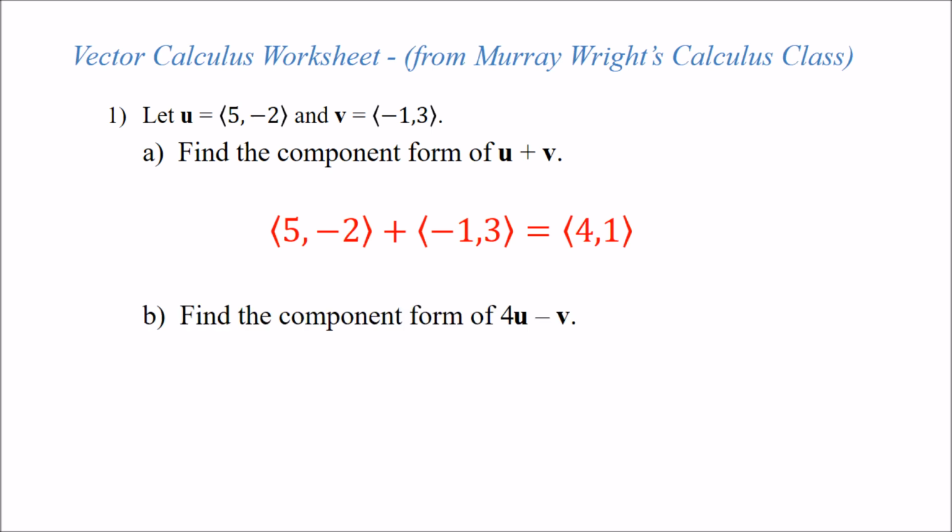Find the component form of 4u minus v. Well, in this case, we'll first multiply vector u by 4. So instead of 5, negative 2, it'll be 20, negative 8. And then we're going to subtract v, which is negative 1, 3. 20 minus negative 1, the horizontal components, turn into positive 21. And negative 8 minus 3, the vertical components, turn into negative 11.